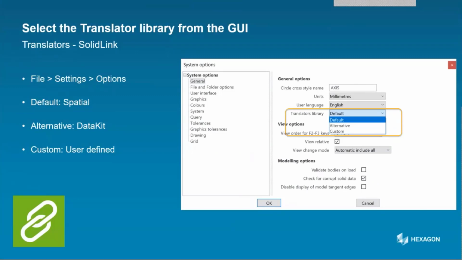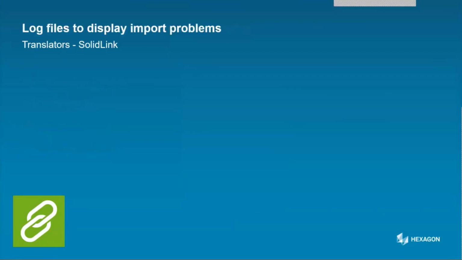So you go to your files, settings and options, and you can pick between default, which is Spatial, which has always been the default, alternative, which is DataKit, and also user defined, which has always been there. So we no longer have to run a command file in order to change. Also, it's much easier to check which library you are currently importing with if you couldn't remember. So that's a really nice enhancement.